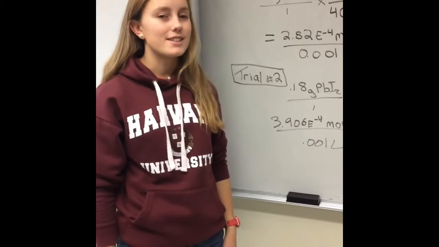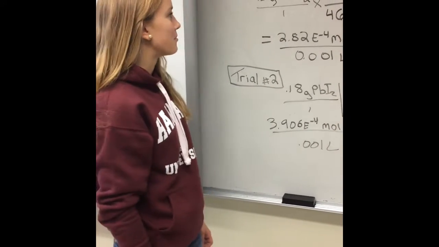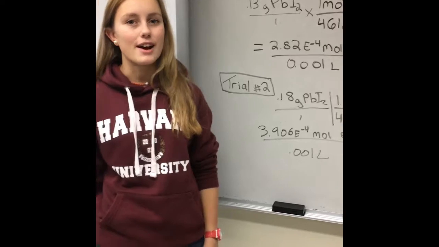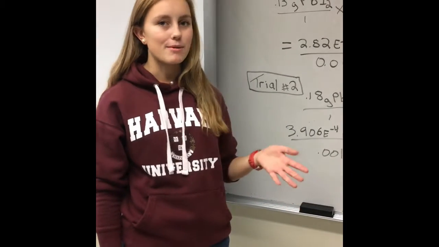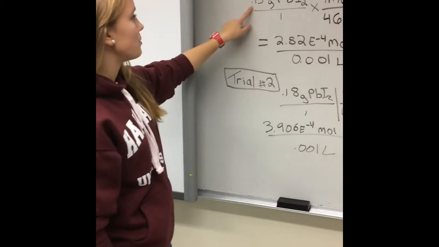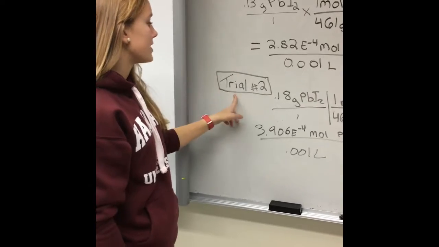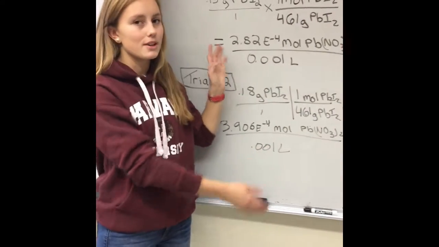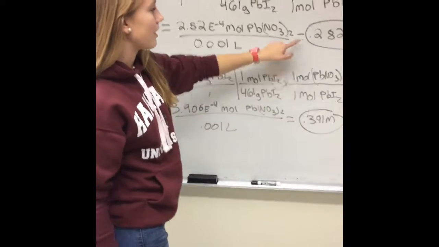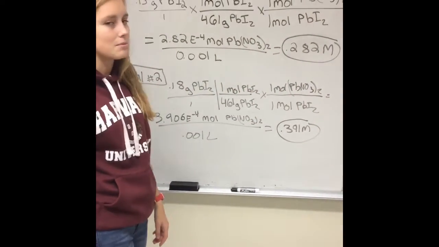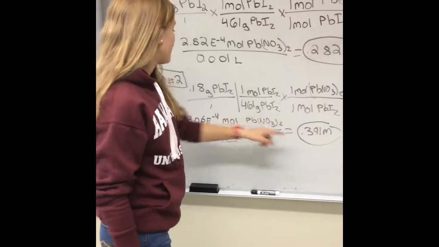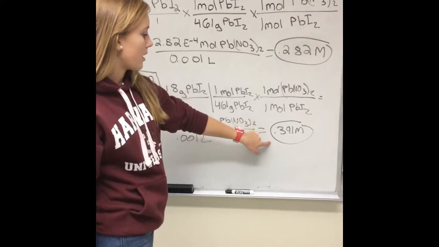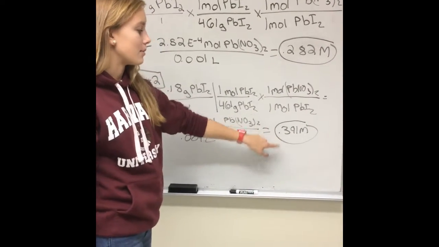During our experiment, we massed the filter paper before and after both of our trials. The difference between the mass before and after for trial 1 was 0.13 grams, and for the second was 0.18 grams. Then using our beautiful stoichiometry, we came up with 2 different molarities. After talking with our awesome teacher, we found that our second trial, the 0.391 molarity, was right.